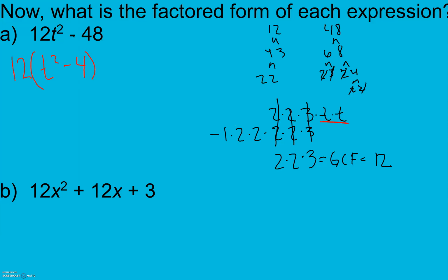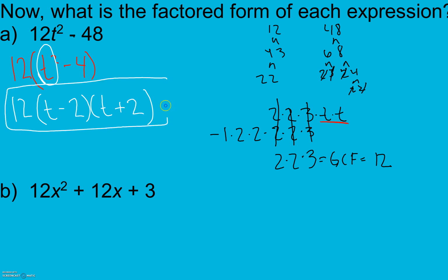Here, again, anytime we have a binomial with a squared term and a constant term, we're going to try and factor it as a difference of squares. And here I can do that because t squared is a perfect square, t times t, and negative 4, okay, since we're subtracting, that means my signs are going to be different. Finding the difference, different signs, and now I just worry about my 4. 4 is a perfect square, 2 times 2. So 12 times t minus 2 times t plus 2 is 12t squared minus 48.